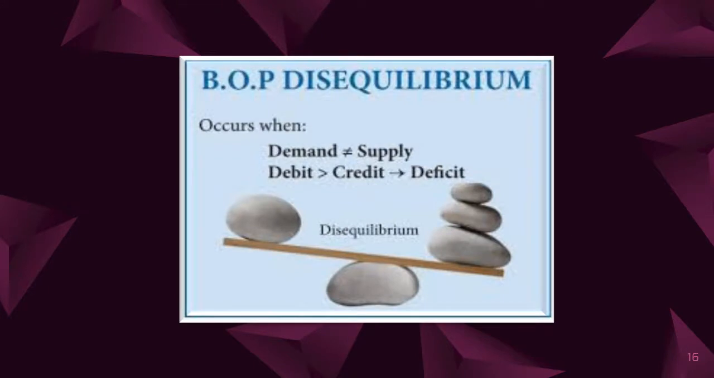See the picture, balance of payment disequilibrium. When does it occur? It occurs when demand is not equal to supply. Next, when the debit is more than the credit, then it leads to deficit. When these two conditions arise, then the balance of payment will be in a disequilibrium condition.